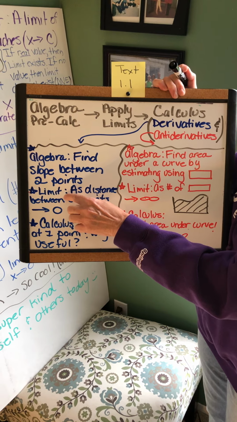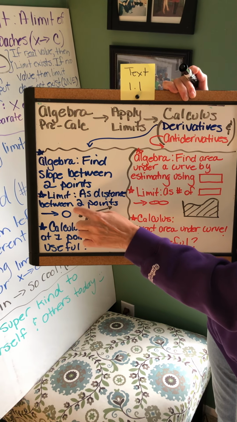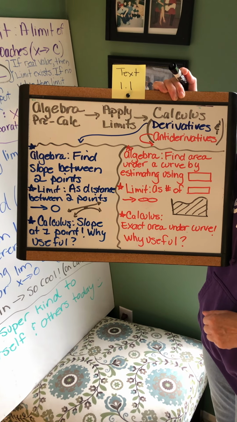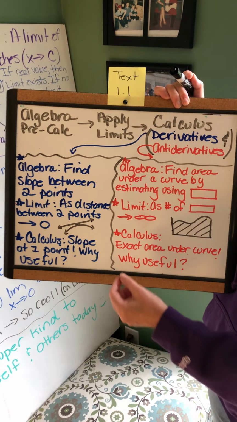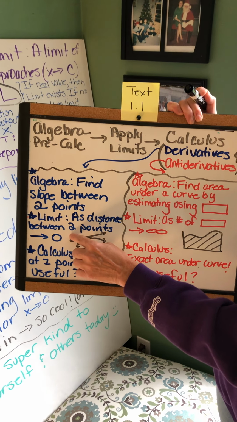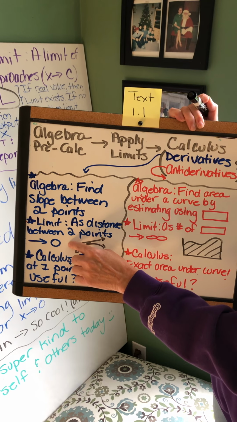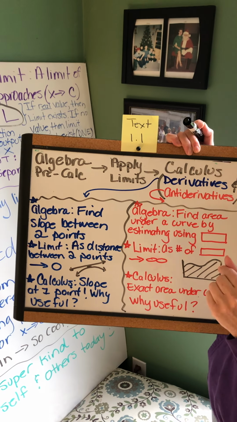What if I tell you though, the limit is as the distance between the 2 points approaches 0. So let's say you have 2 points, you can find the slope. What if I make those 2 points closer together and closer together and closer together? So the limit, the distance of those 2 points is approaching 0.